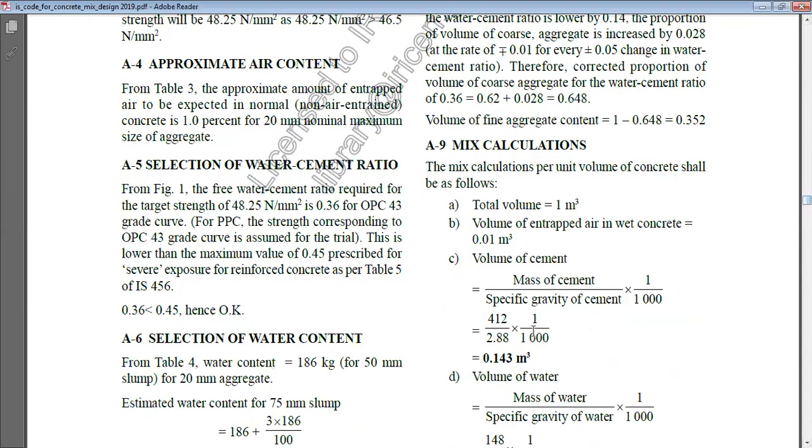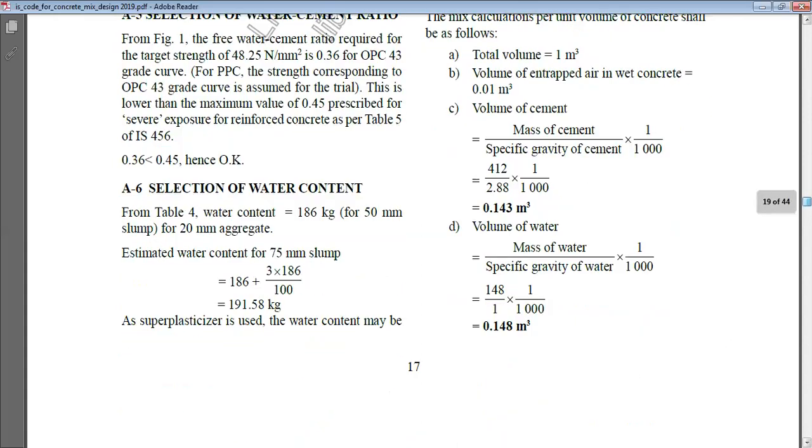2.88 into 1 divided by 1000. It becomes 0.143. In 1 cubic meter of concrete, 0.01 cubic meter of air will be present, and 0.143 cubic meter will be the cement content. By volume, we are calculating. Next, the volume of water.